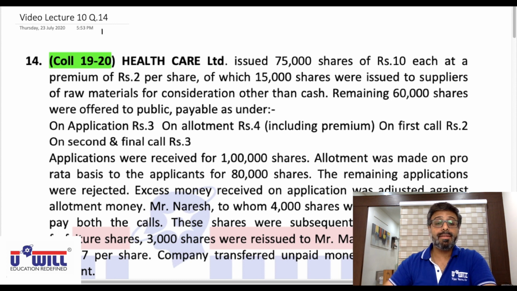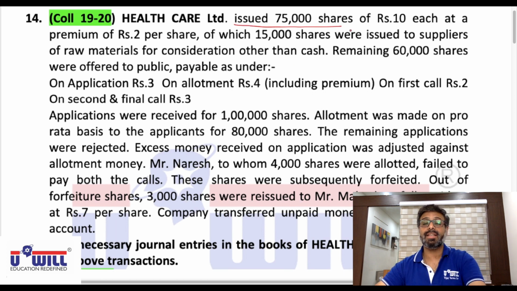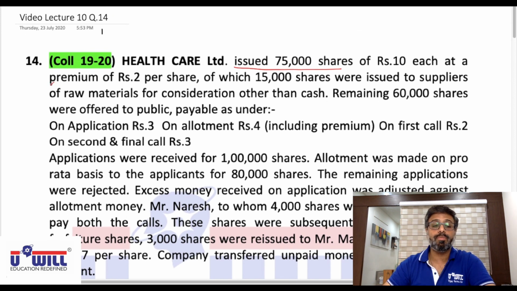Yes, look at it. Healthcare Limited issued 75,000 shares. Okay, underline issued 75,000 shares. So issued capital is 75,000 shares of rupees 10 each at a premium of rupees 2 per share, means issue price will be 12 rupees, of which 15,000 shares were issued to suppliers of raw materials for consideration other than cash.